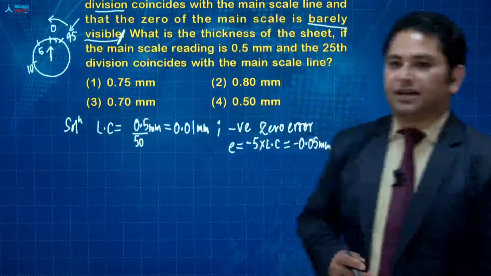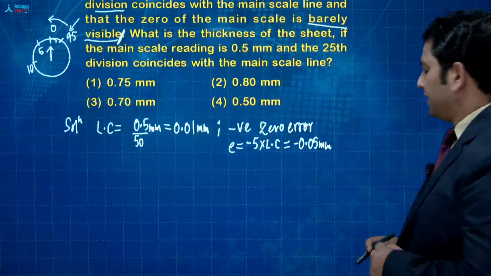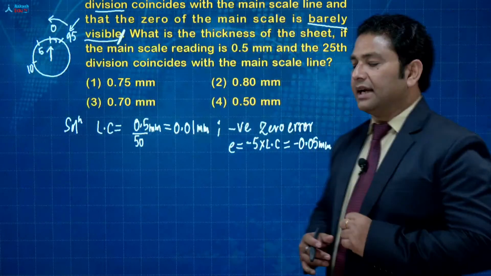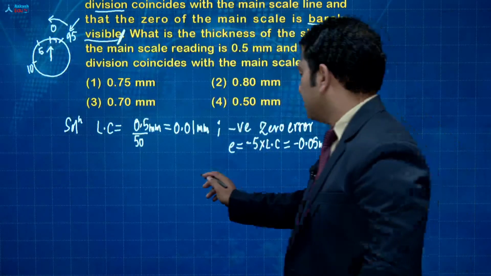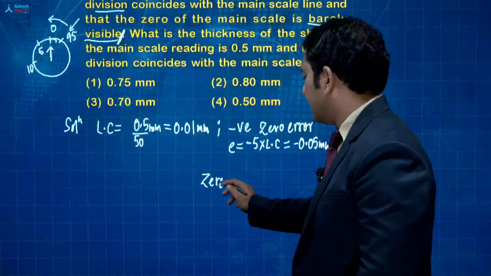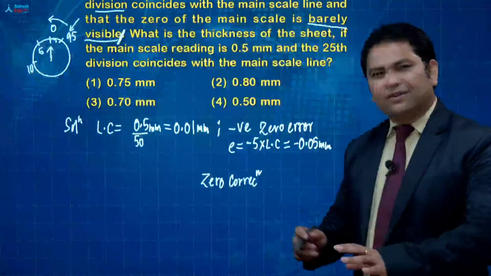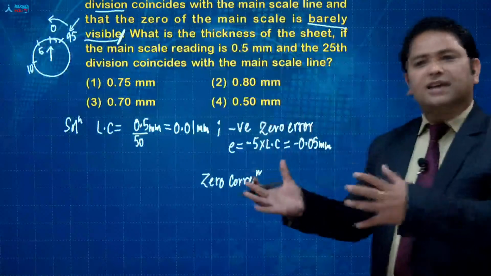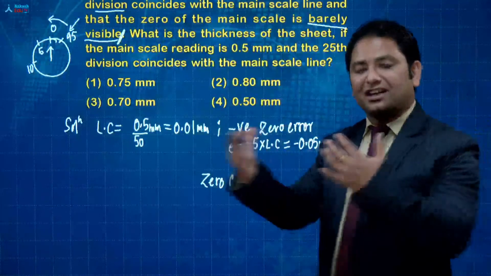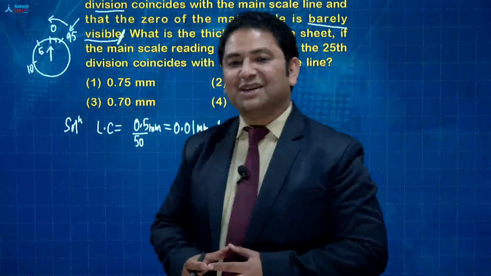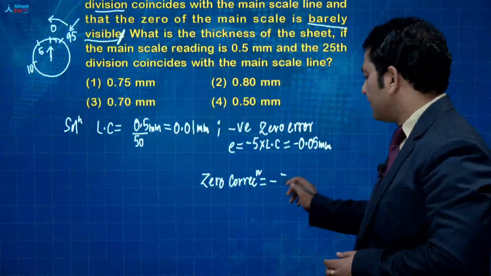Okay. All right, let's see now. So zero error, we got minus 0.05 millimeter. Now the first thing is, see, there is another thing that you need to understand, and that is called the zero correction. वैसे देखो, if you have a little bit of idea, जो error है उसे आप आसानी से compensate कर सकते हैं, but ये science है. Everything needs to be defined very formally. So zero correction by formula is always negative of zero error.